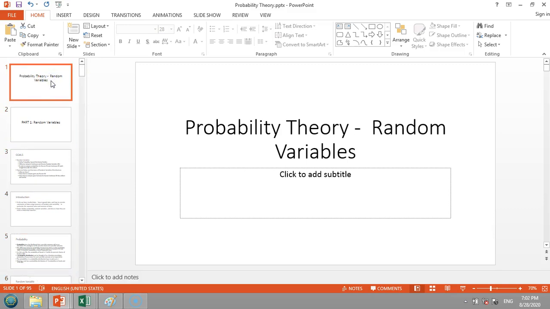Today we'll be covering probability theory and random variables. This will be a three-part series on probability theory. The first one will be random variables. The second one will be transformations of random variables, and the third one will be sums of random variables. You need to know all of these things for inferential statistics, which we'll do after this probability theory and random variables material.